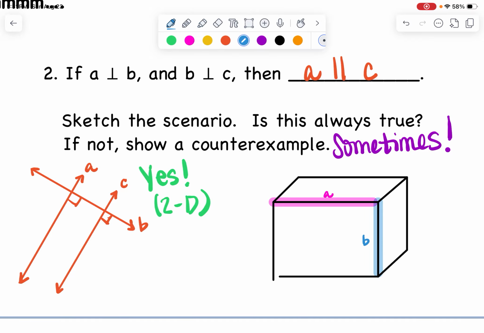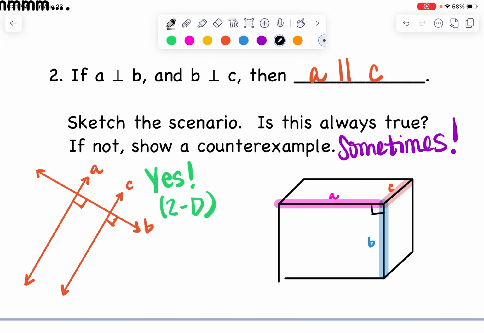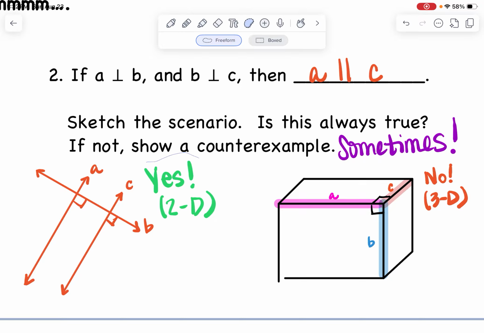And then you have to ask yourself, well, in 2-dimensional space, we found out that A and C were parallel, and that was our conclusion. But in 3-dimensional space, are A and C parallel? And no, they're actually perpendicular to each other as well, in that corner. So this would be an example of no, not in 3D. So sometimes there are conclusions we can make, but you've got to think about it in each type of space. I know it's kind of weird, but it's a great way to analyze those sometimes statements, when you have to come up with a counterexample.